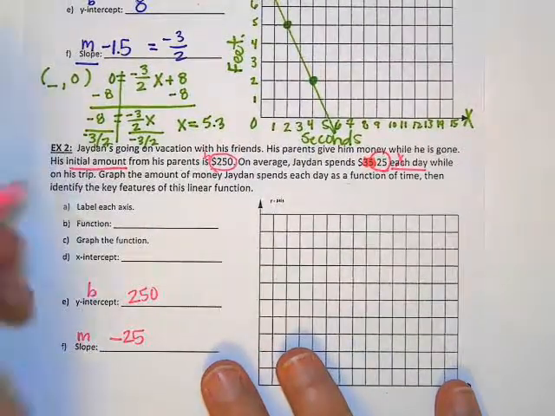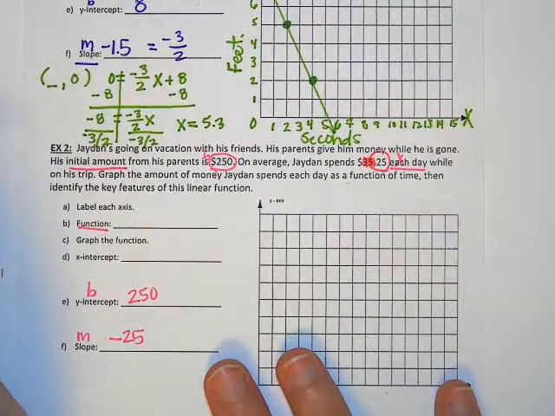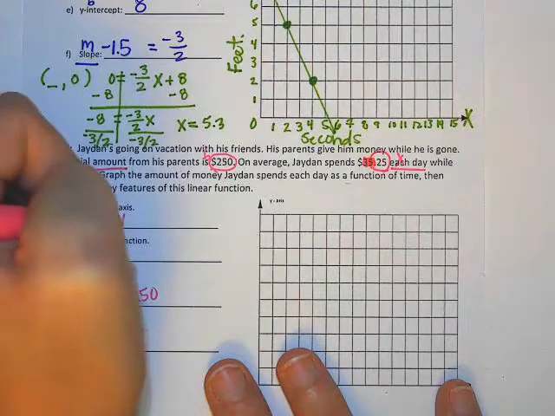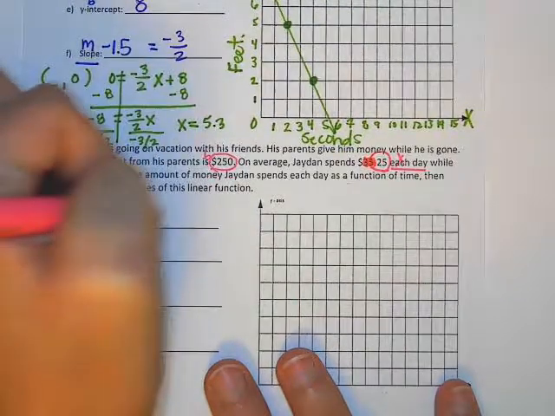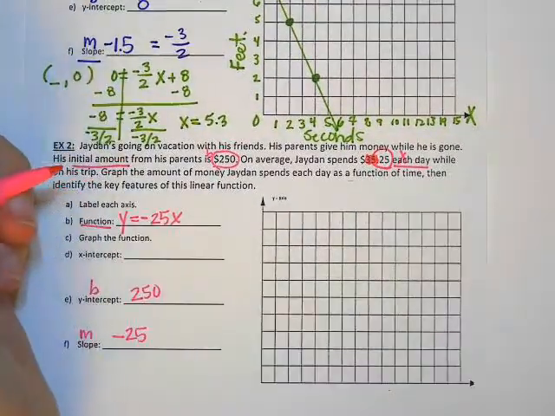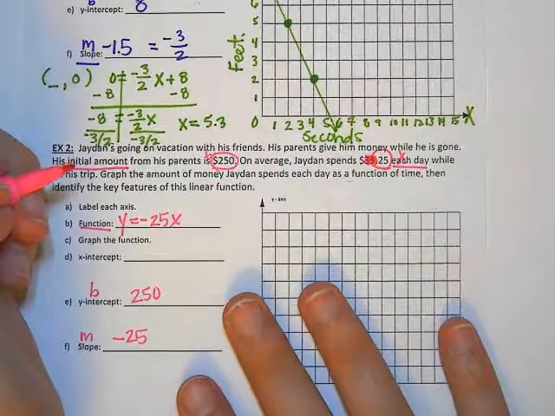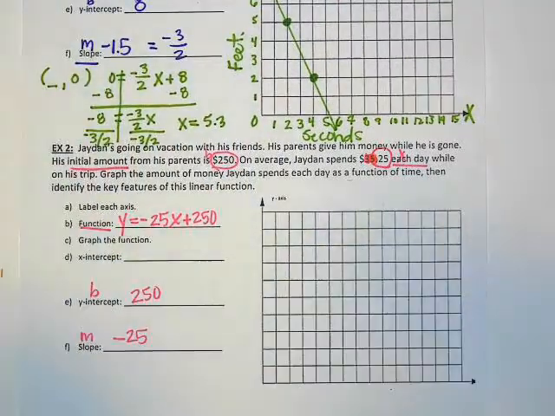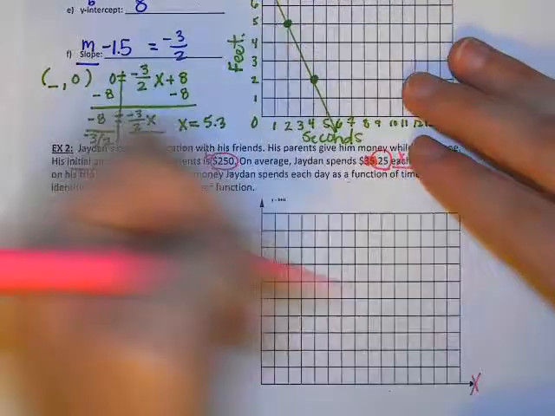Okay, can I write an equation? Yes, what would my equation be? Negative 25x plus 250. Make sure you're writing with me. Can I know what the x-intercept is? What do I have to do first? Graph it. Let's graph it first. X and Y.